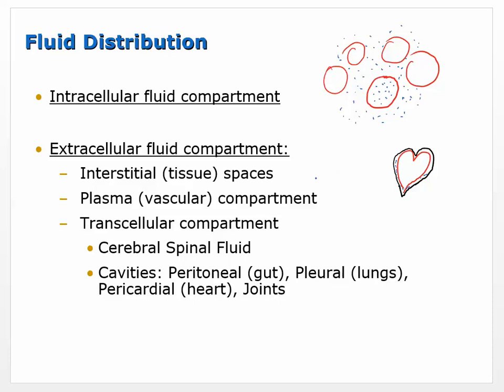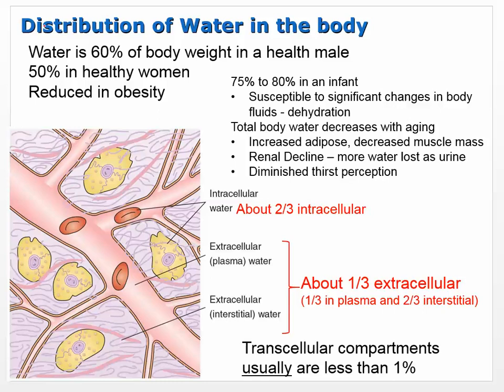So we give these a special name. We call them transcellular compartments. Cerebral spinal fluid is an example of that. It's not really interstitial, but it's still extracellular. The peritoneal cavity, where your gut is and where you have your intestines, that's all filled with fluid, so that's also there. Pleural lining, pericardial, I already mentioned. Joints are also, that would still be extracellular, but it's in a compartment.